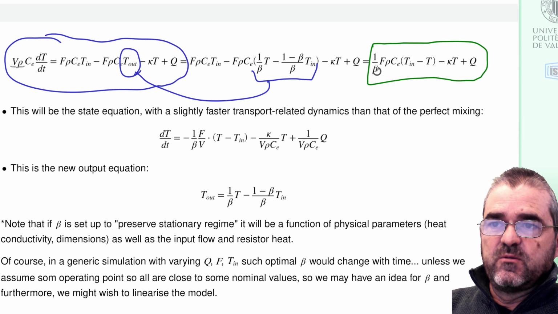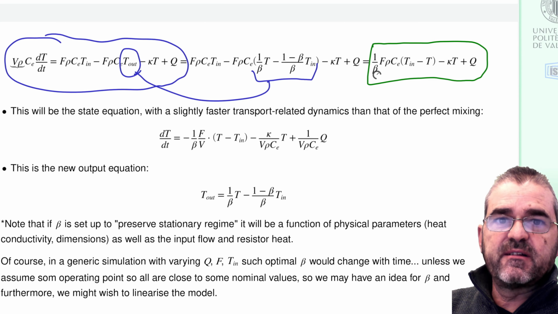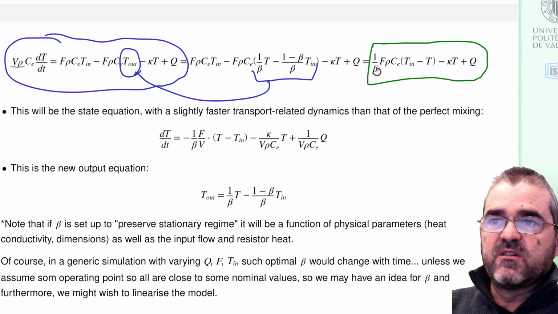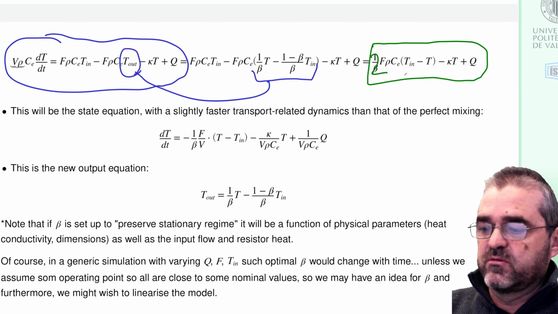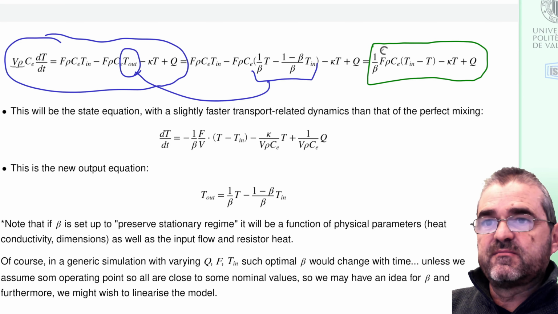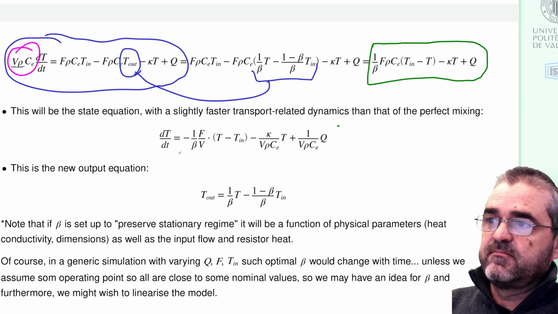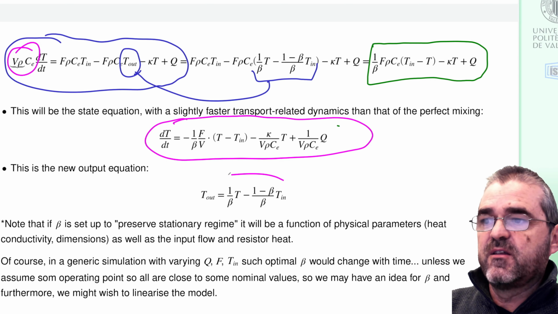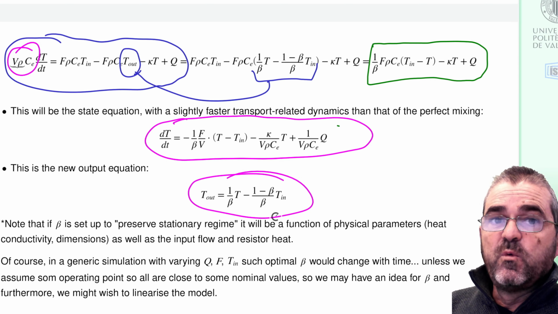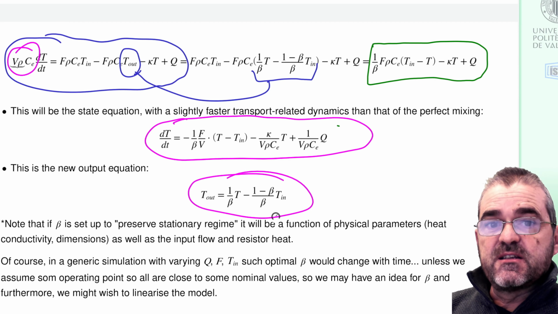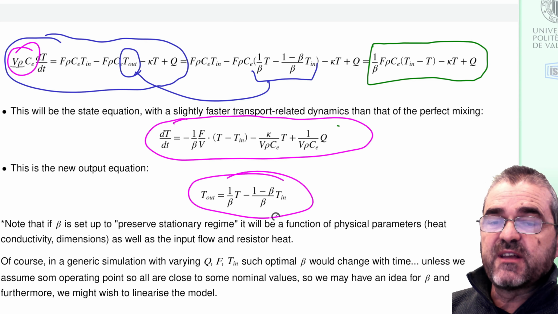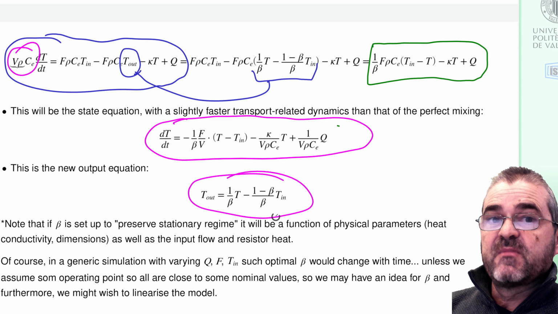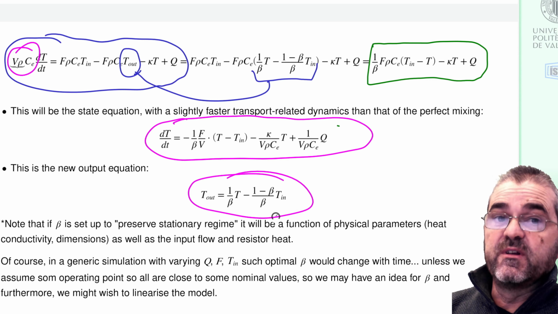So with beta equal to 1, it will be the perfect stirring case. With beta equal to 0.5, it will be the linear profile, and we will get here 2, 1 over 0.5. After dividing by this, we get this state and output equations for the heat exchanger with assumed exponential distribution of inside temperature and first order time dynamics. This would finish the modeling phase.